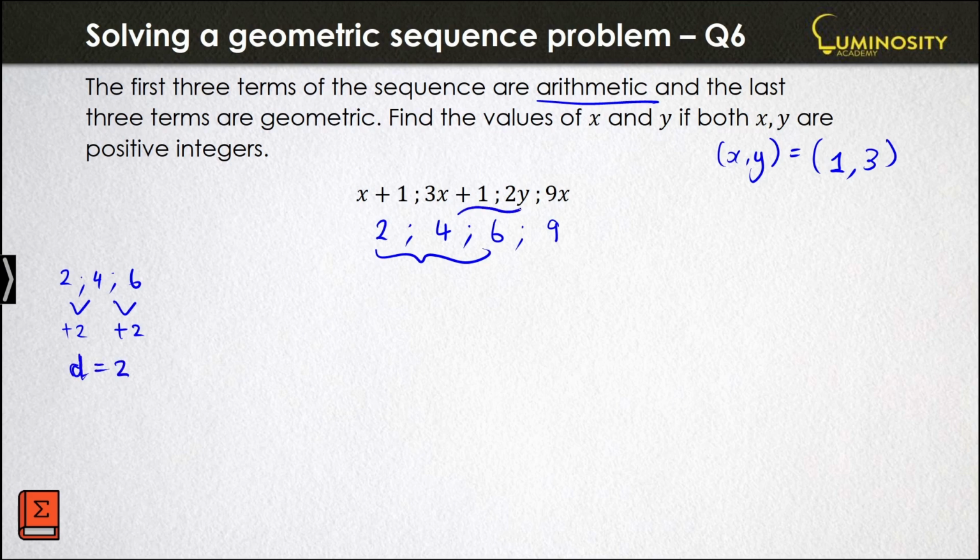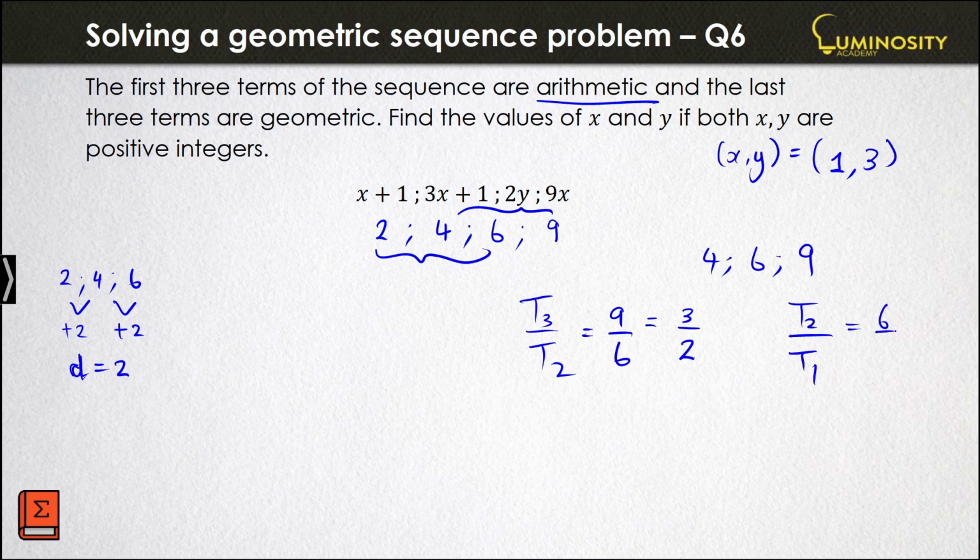What about the last three terms? 4, 6, 9. Is this a geometric sequence? Well, let's test it out. 9 divided by 6 is t3 divided by t2. Well, 3 goes into 9 3 times, 3 goes into 6 2 times. So that simplifies down to 3 over 2. So this is t3 divided by t2. What about t2 divided by t1? That's 6 divided by 4. Well, sorry, 2 goes into 6 3 times, and 2 goes into 4 2 times. So that's the simplified form.